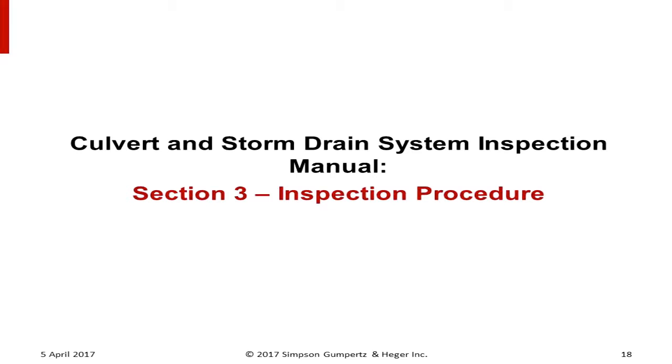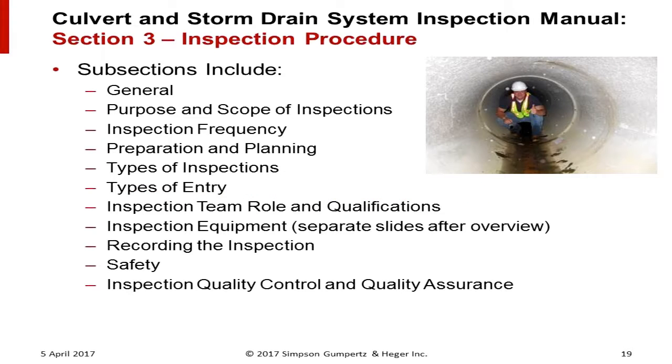Section 3 is the procedure. So this is all procedural stuff for performing culvert inspections. So we have in this section various subsections that include purpose and scope of inspections, recommended frequencies of inspecting culverts, preparation and planning, types of inspections, types of entry, inspection team role, and qualifications. So we've provided some recommendations for putting together an inspection team, what that team should look like, and what they should have for qualifications.